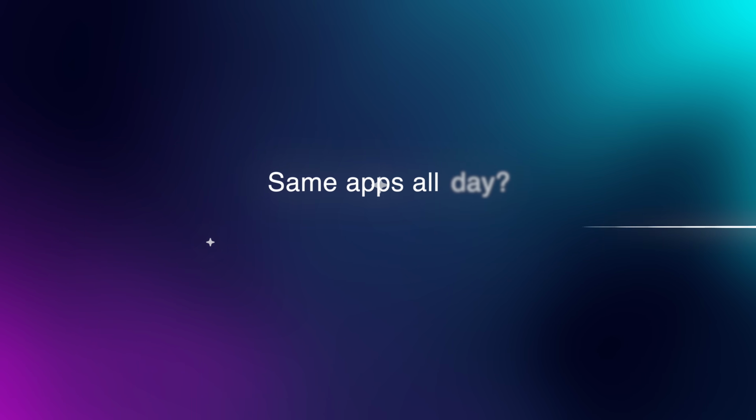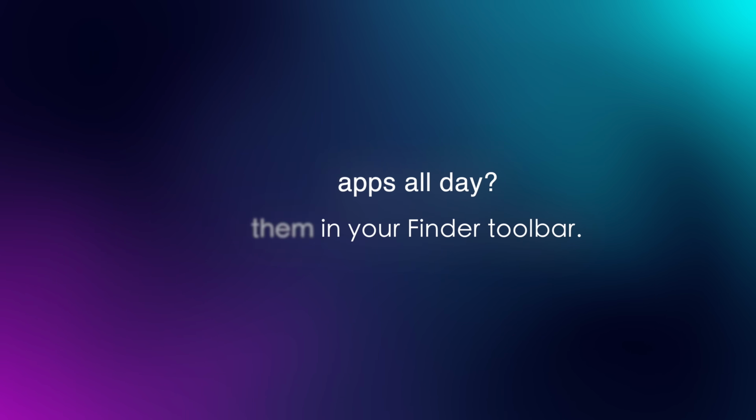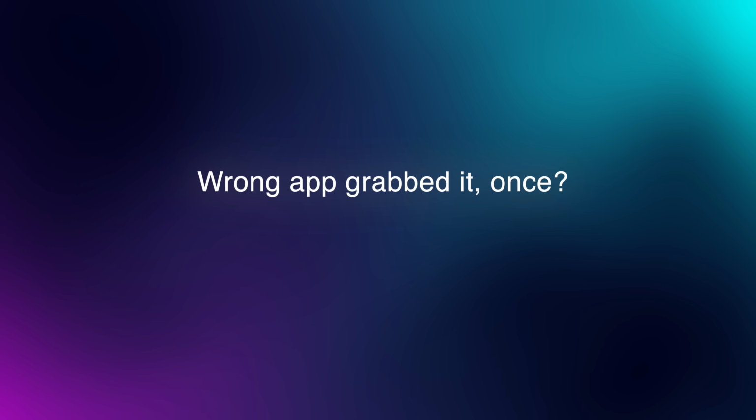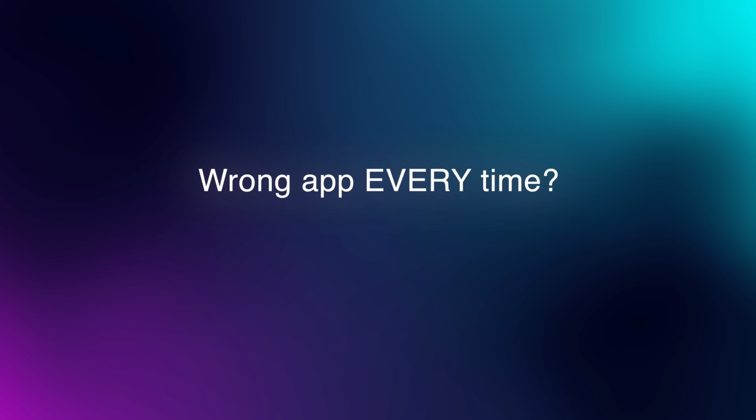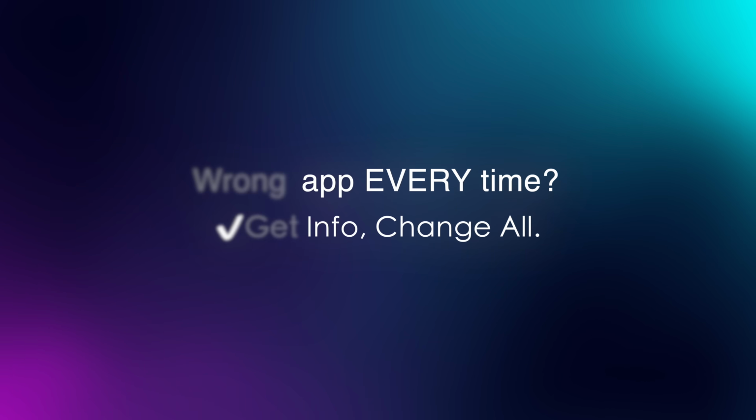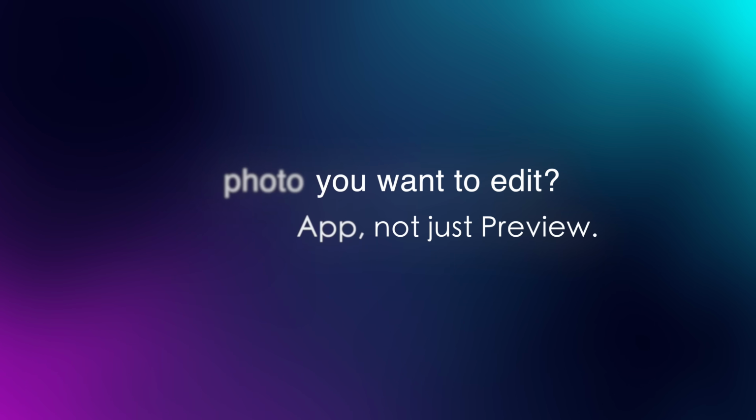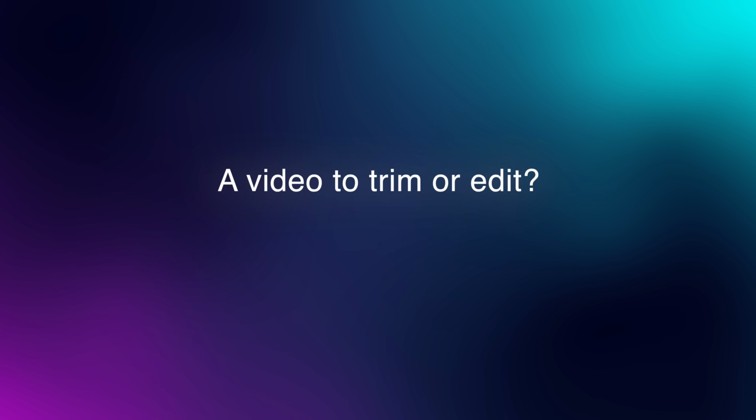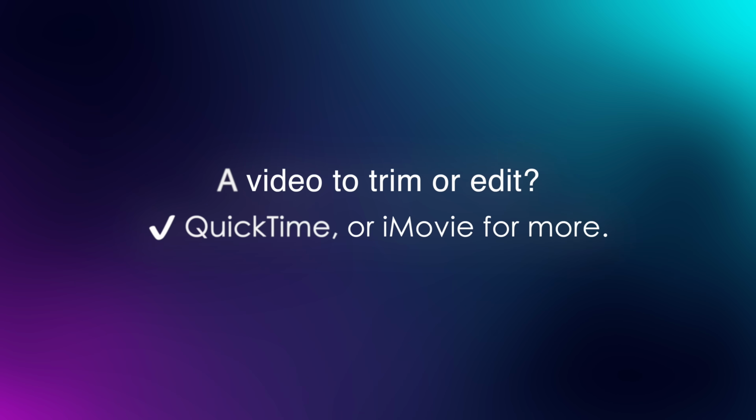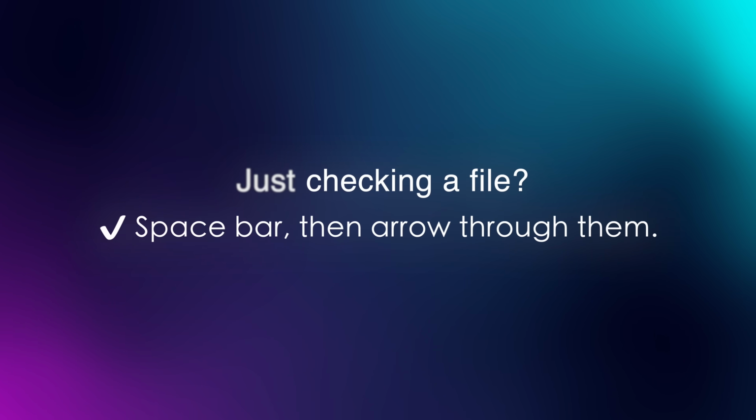So here's the whole thing. Simple. Same apps all day, put them in your Finder toolbar. Wrong app, grabbed it once: right-click, Open With. Wrong app every time: Get Info, Change All. A photo you want to edit: Photos, not just Preview. A Word file and no Word app: open it in Pages. A video to trim or edit: QuickTime, or iMovie for more. Just checking a file: select it, spacebar, and then arrow keys.